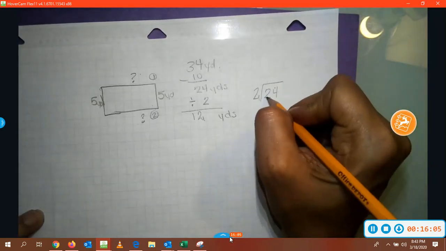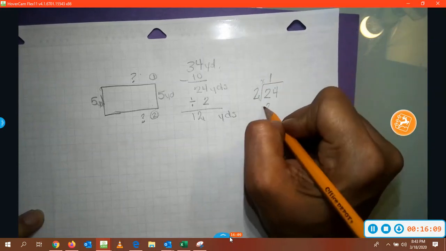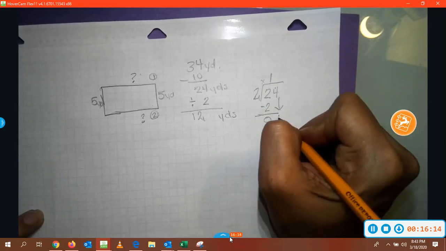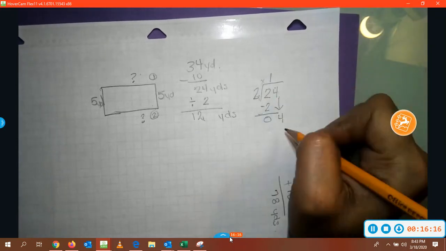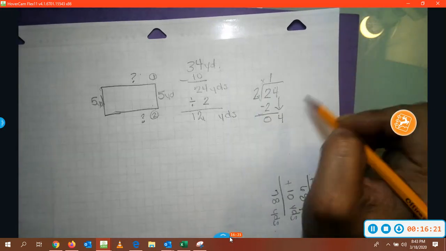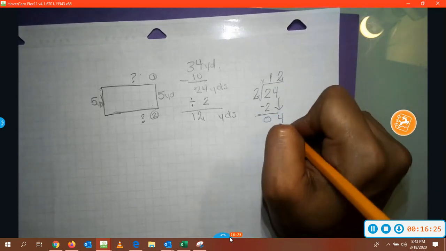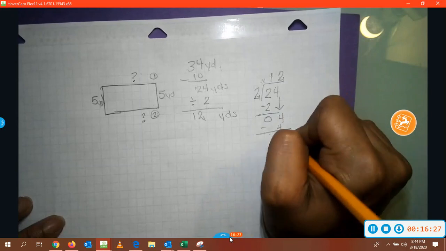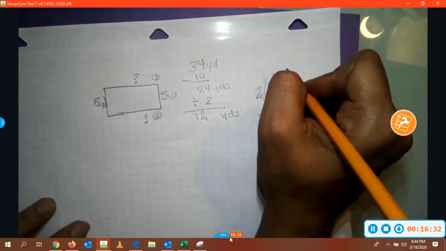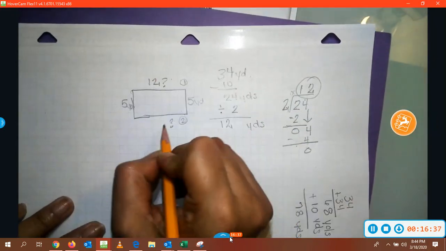2 divided by 2 is 1, because 1 times 2 is 2. 2 minus 2 equals 0. Bring down the 4. How many 2's are in 4? It's 2, right? Because 2 times 2 equals 4. 4 minus 4 equals 0. So your answer is 12 without a remainder. So it'll be 12 here and 12 here.